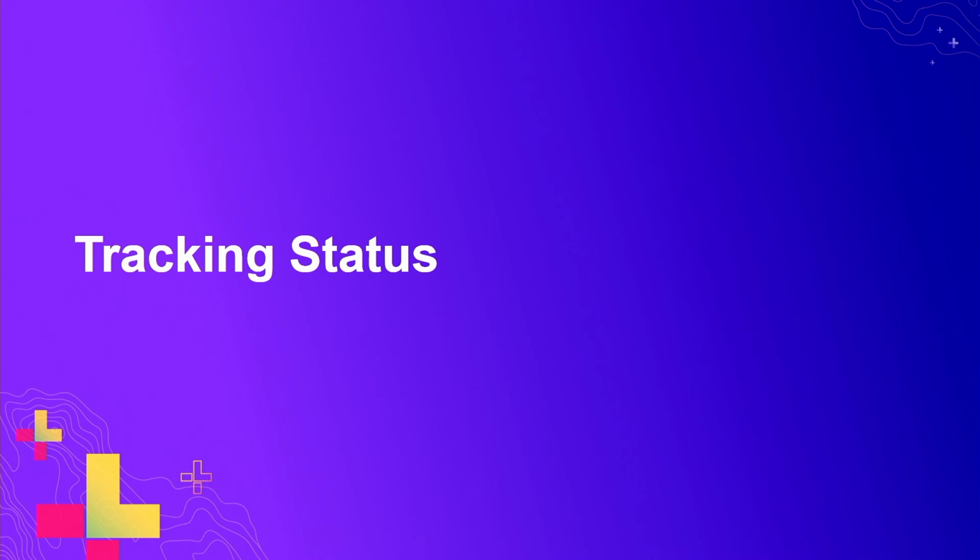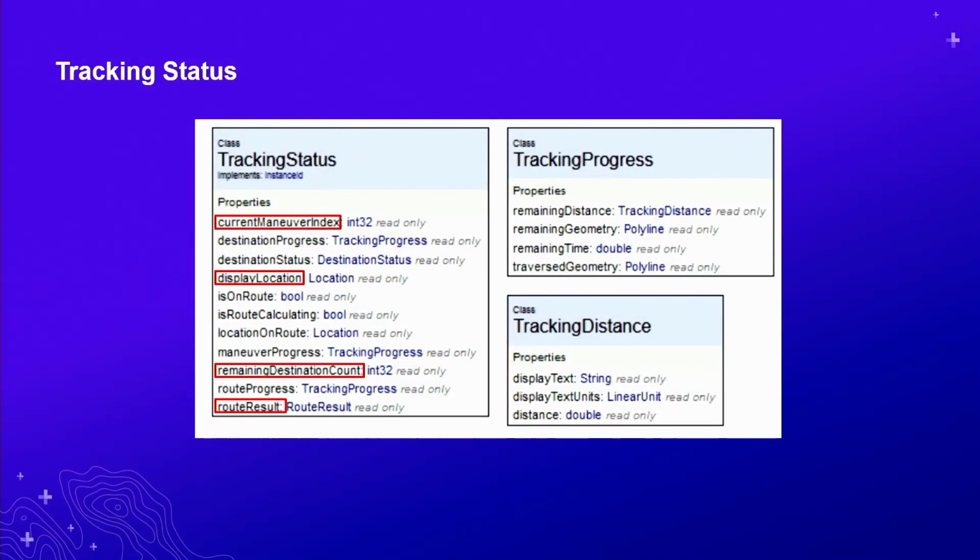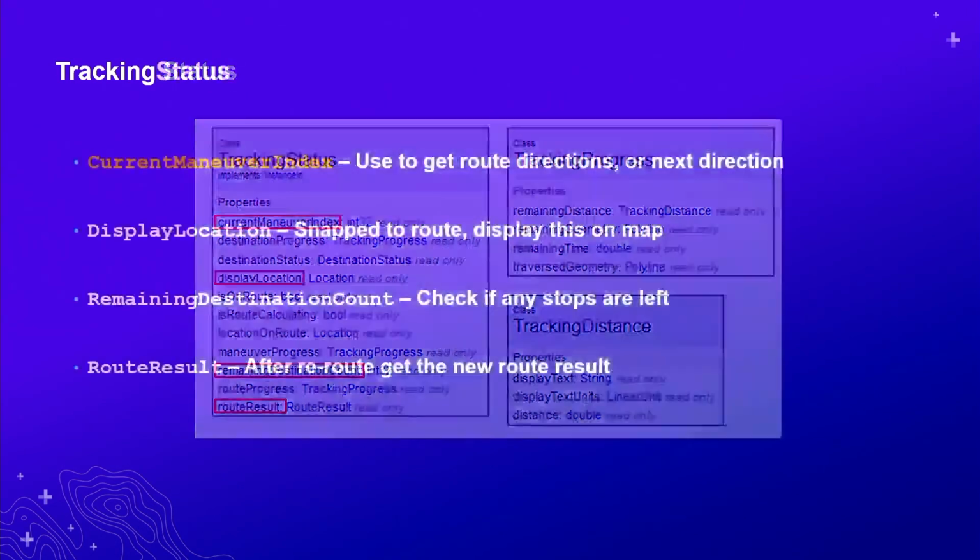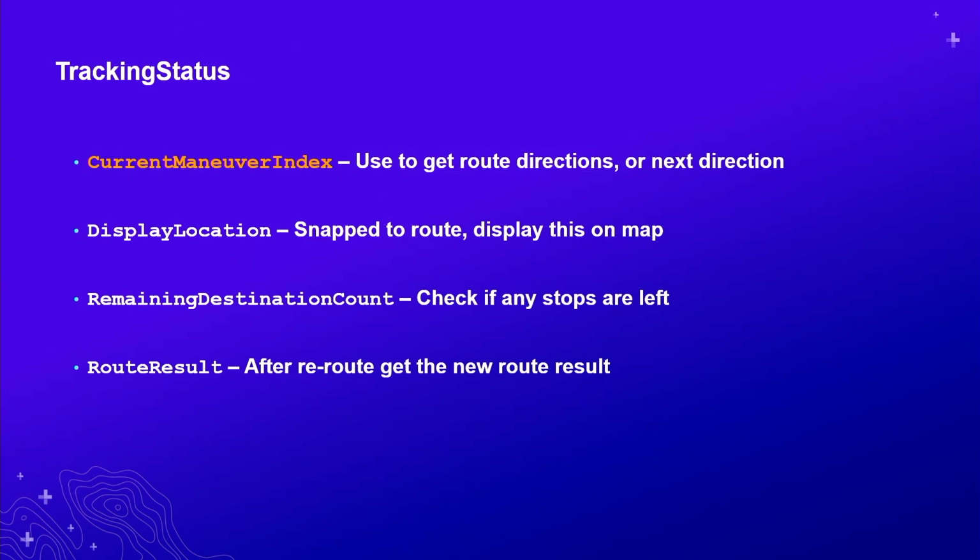So now let's take a look at the tracking status object. We have a few properties we're going to look at that I'm highlighting here, like current maneuver index, display location, remaining destination count, and route result. The current maneuver index allows you to know where in the array of directions the current voice guidance came from. So, as I said previously, voice guidance comes from your directions, and if you need to map yourself back from the present voice guidance to the actual directions objects, you can do that with this property.